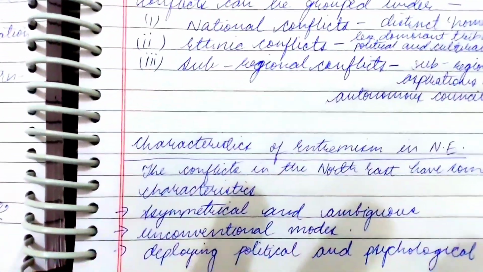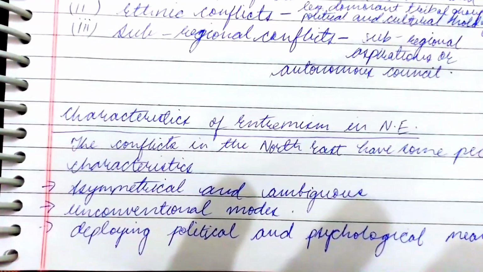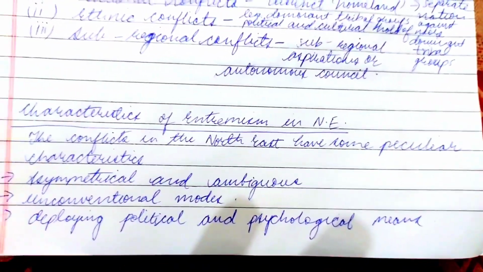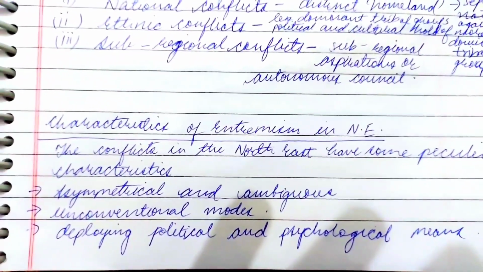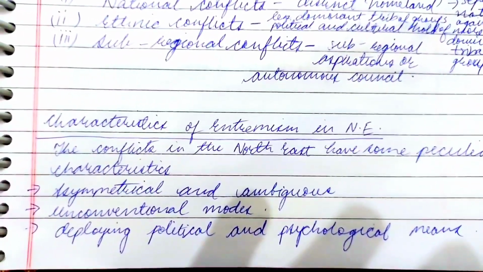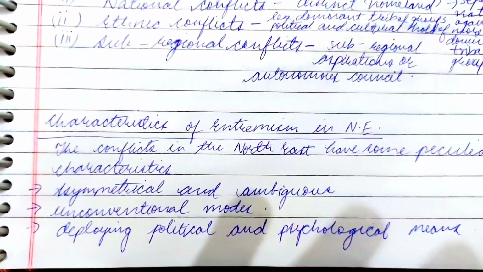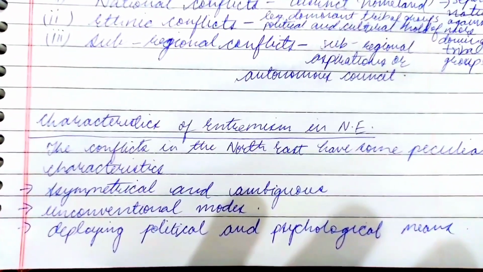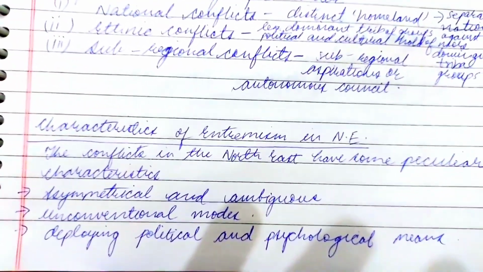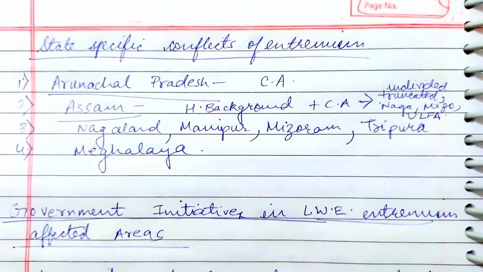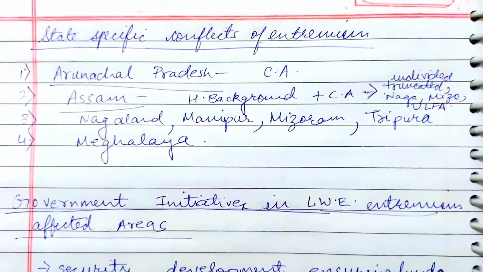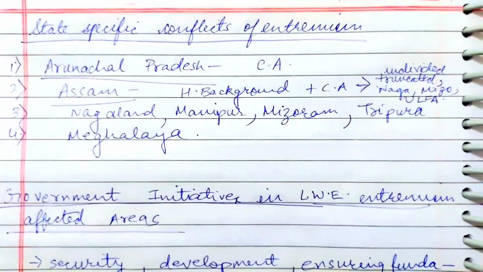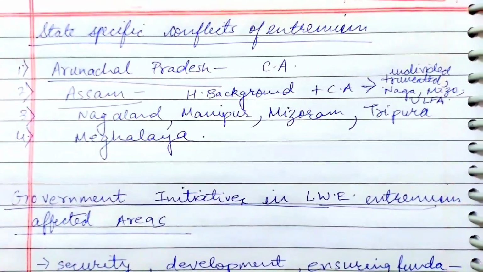Then characteristics of extremism in the Northeast: the conflicts in the Northeast have some peculiar characteristics. First, they are asymmetrical and ambiguous, and then there are unconventional modes, and they also deploy political and psychological means. Then what you can do is take the Northeast states, for example, Assam, Arunachal Pradesh, Nagaland, Manipur, Mizoram, Tripura, Meghalaya, all these states.